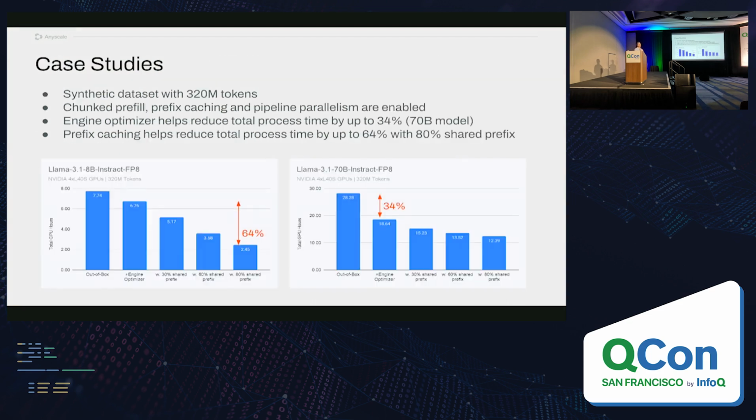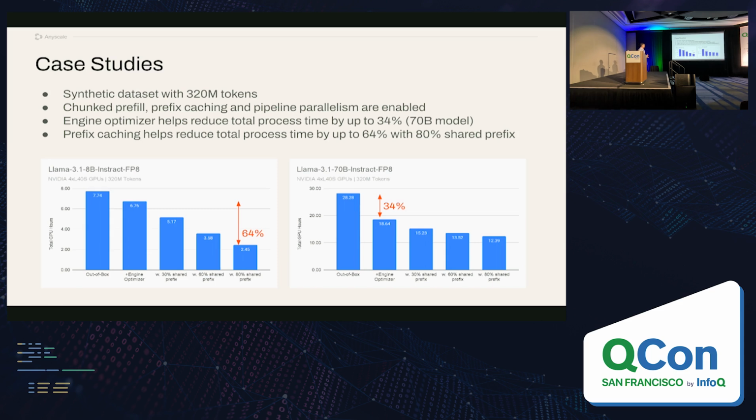Okay, so finally the case study. We use a synthetic data set with 320 million tokens, and then we enable chunked prefill, prefix caching, and pipeline parallelism like I introduced before. From this result, we can see the engine optimizer can help reduce the total processing time by up to 34%, as shown on the right-hand side. And also, the prefix caching can help reduce the total processing time by up to 64% with the 80% shared prefix. And we can dive into this figure.